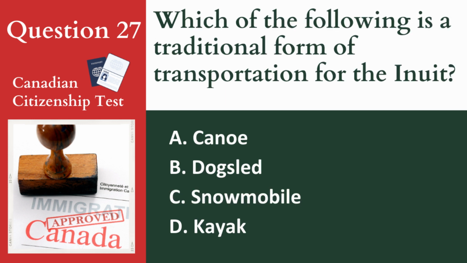Question 27. Which of the following is a traditional form of transportation for the Inuit? A. Canoe. B. Dog sled. C. Snowmobile. D. Kayak. Answer: B. Dog sled. Traditionally, the Inuit used dog sleds as a form of winter transportation across the snow-covered landscapes.